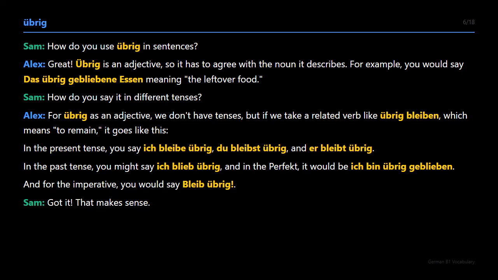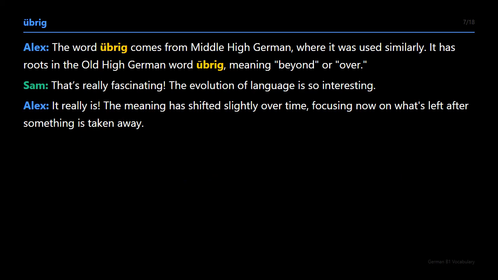The word übrig comes from Middle High German, where it was used similarly. It has roots in the Old High German word, übrig, meaning beyond or over. That's really fascinating. The evolution of language is so interesting. It really is. The meaning has shifted slightly over time, focusing now on what's left after something is taken away.